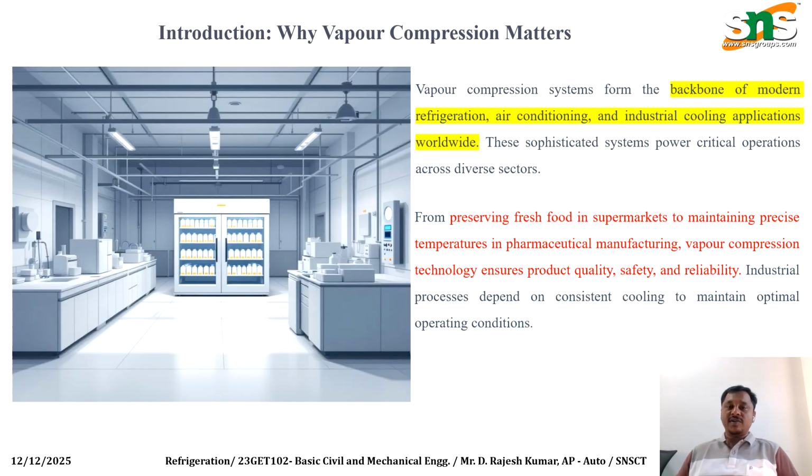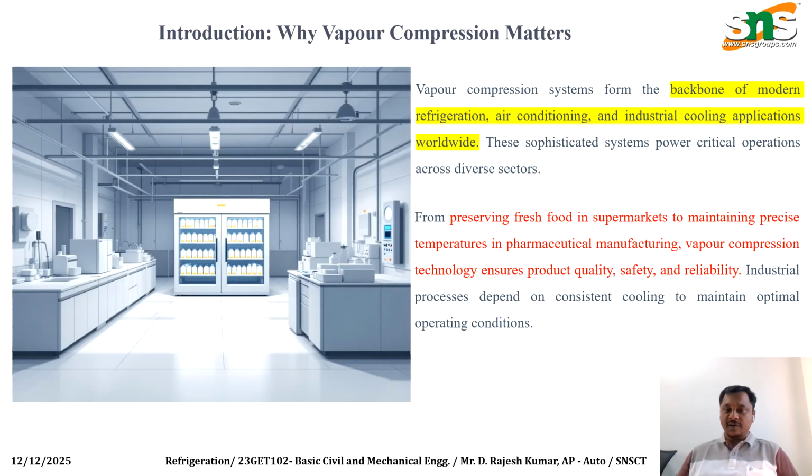So why does the vapor compression system matter? This vapor compression system is the backbone of modern refrigeration and air conditioning, also used in industrial cooling applications worldwide. Why we need refrigeration is in order to maintain the effect of cooling.